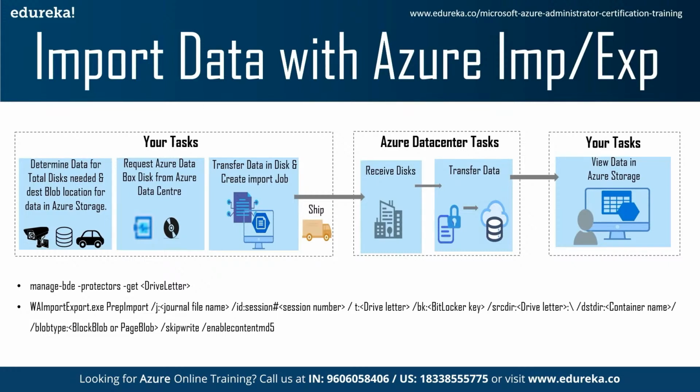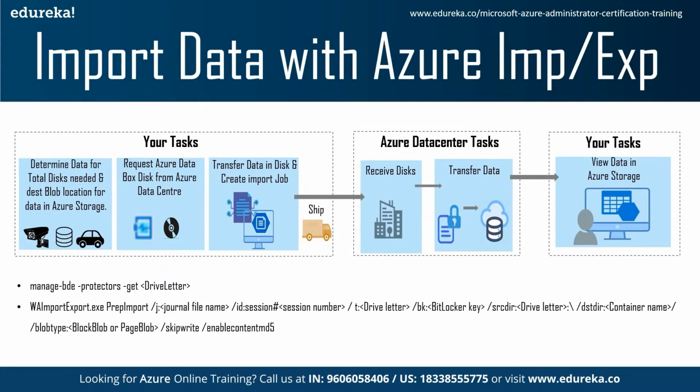And then there will be the drive letter, for the drive you want to view on the cloud. That drive you are going to upload, right? So for that you have to give the drive letter, just like I explained, local disk C, then D, then F, all these are drive letters. Then you have to give the BitLocker key that will also be generated through the WA Import/Export tool. And then again the source directory drive letter, and the destination directory container name you have to give.